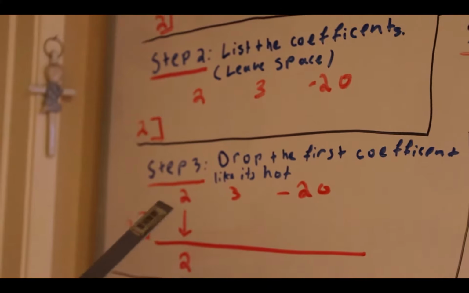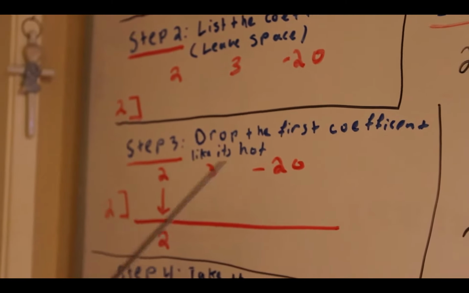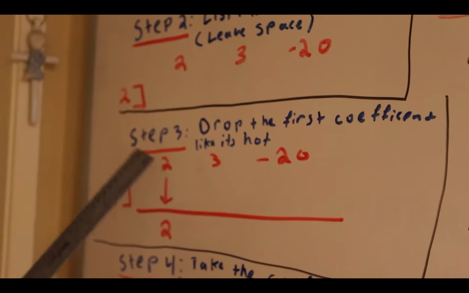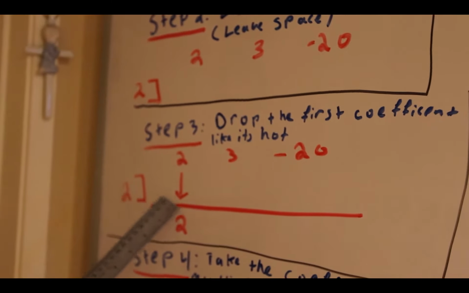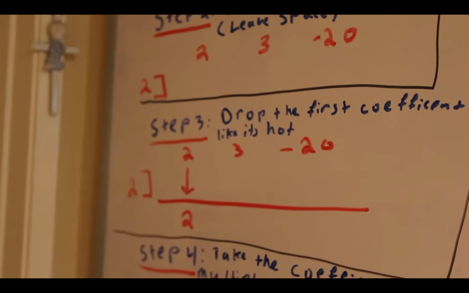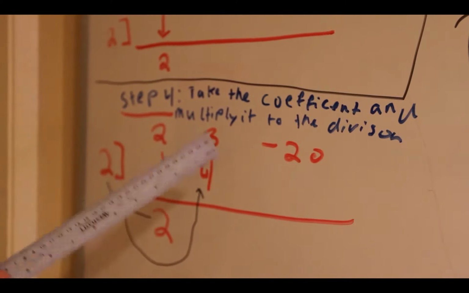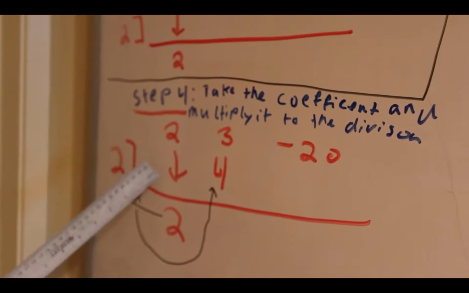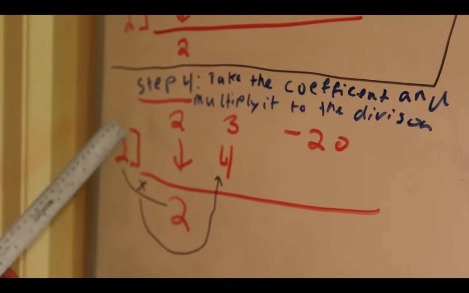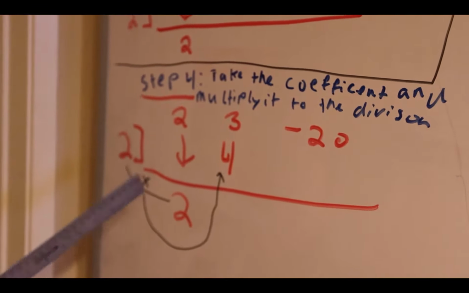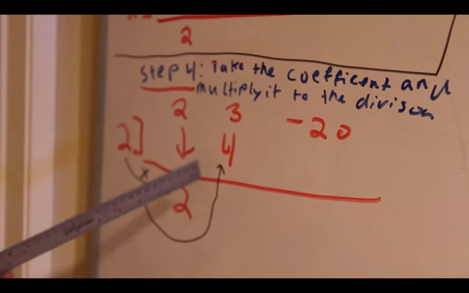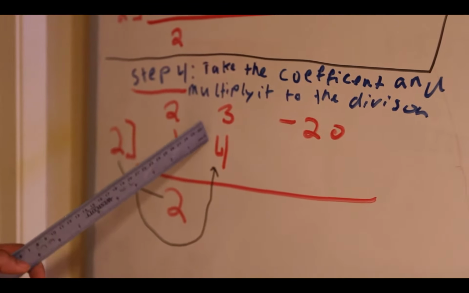So then step 3, you drop the first coefficient like it's hot. So you take the 2 and you drop it. Then step 4, you take the coefficient that you just dropped and multiply it by the divisor. So you would take the 2 and multiply it by the box number, the divisor. So your product would be 4, and you'd place it over here.